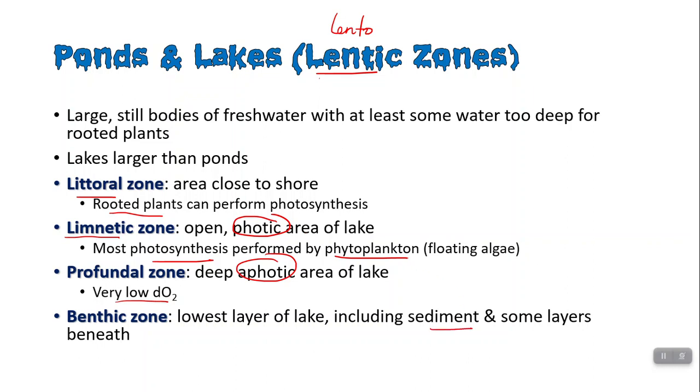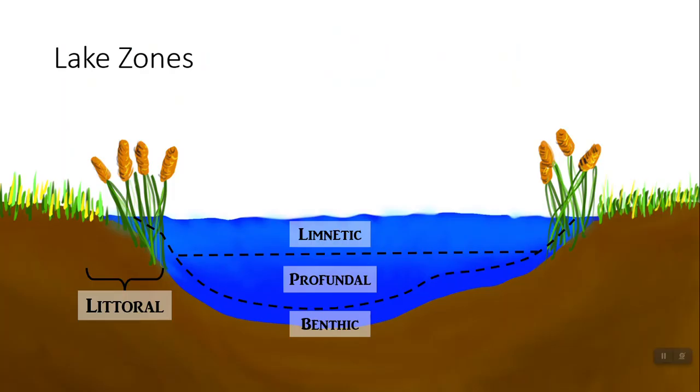And you'll have some organisms that like to burrow in the dirt. You'll have some decomposers who can pick up dead matter that falls down there. So here's a diagram just showing you these. The littoral zone is the shoreline. So notice you do have some rooted plants. These are supposed to be cattails.